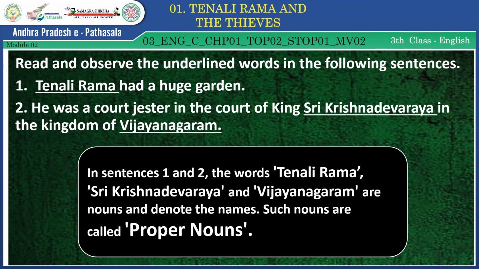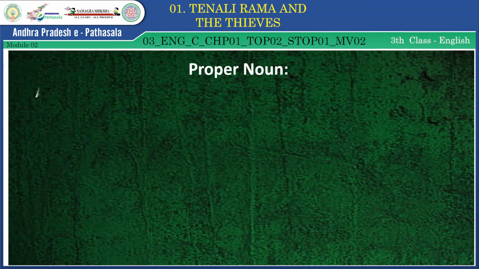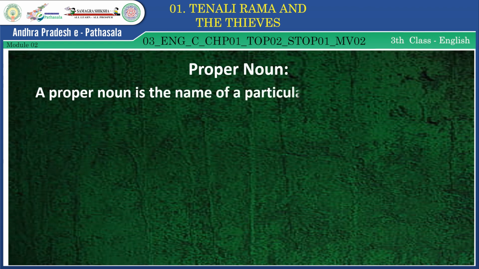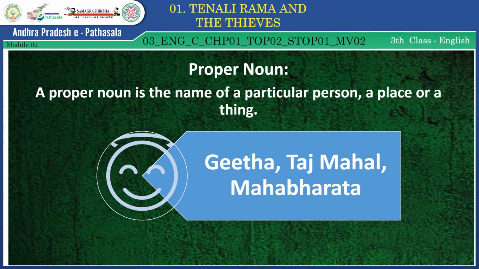In the sentences 1 and 2, the words Tenali Rama, Sri Krishna Devaraya and Vijayanagaram are nouns and denote the names. Such nouns are called proper nouns. Children, let's see some examples of proper nouns. Proper noun. A proper noun is the name of a particular person, a place, or a thing. Example, Gita, Taj Mahal, Mahabharata.